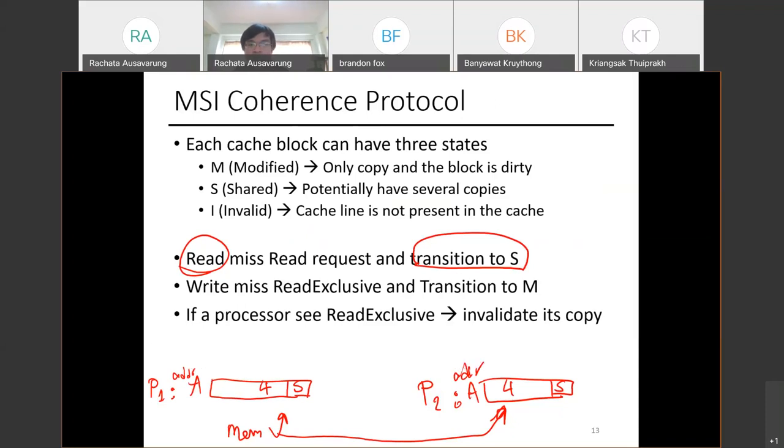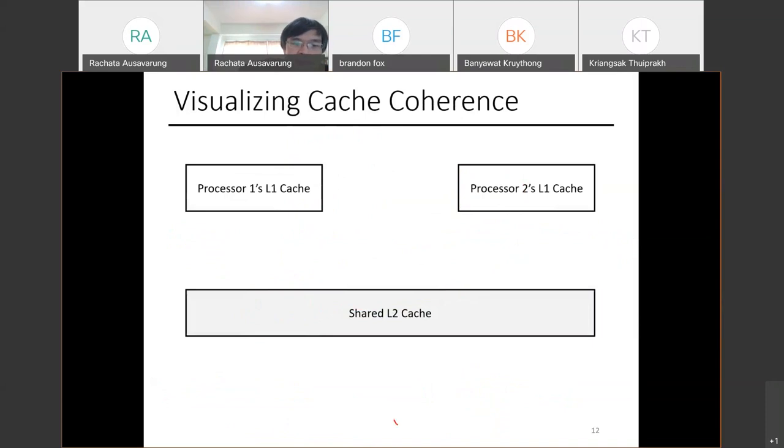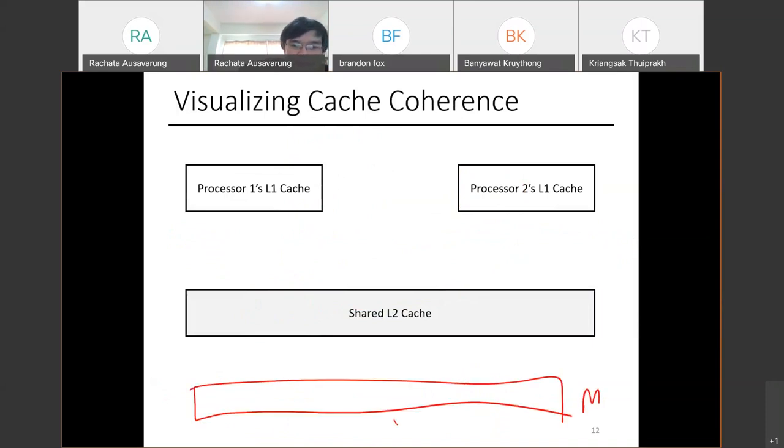Let me actually use this diagram to explain the MSI protocol. Okay, so let me erase everything on this slide. I have a memory, and this is address A. Value is 4 right now. With me so far, right? That's address A. Value is right now 4.